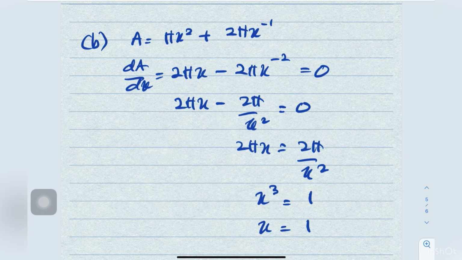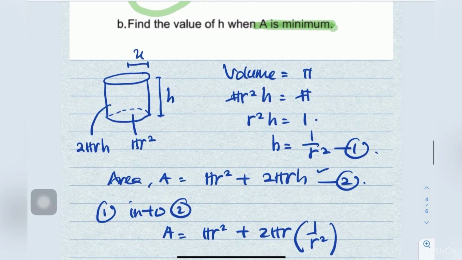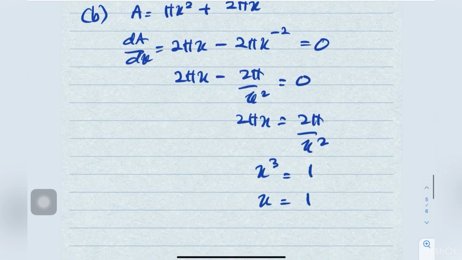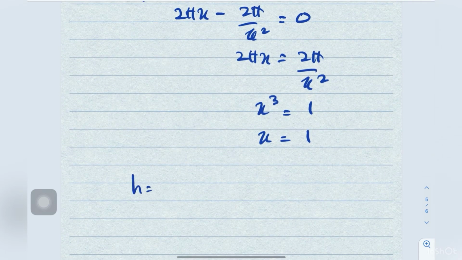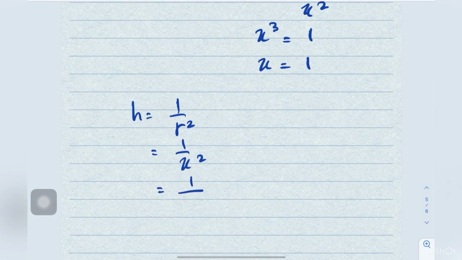Okay, so the question asks you to find the value of h. Just now we have this relation, h equals 1 over r squared, and r actually is x, so h equals 1 over x squared. We substitute into the equation, so 1 over 1 squared equals 1.